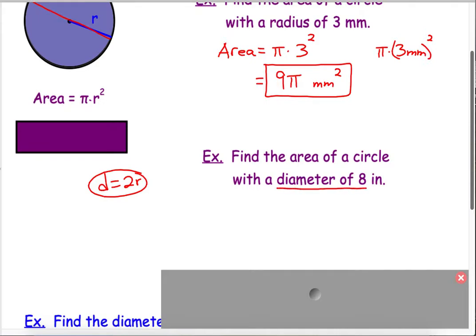So with the diameter of 8, we know that means the radius is 8 divided by 2, which is 4. So I'm simply going to calculate then the area is equal to pi times 4 squared, which gives us 16 times pi, and our units are inches, so inches squared.